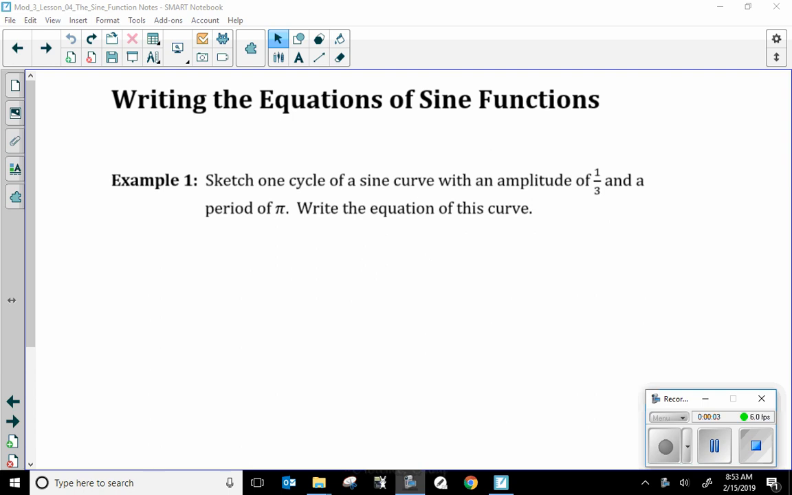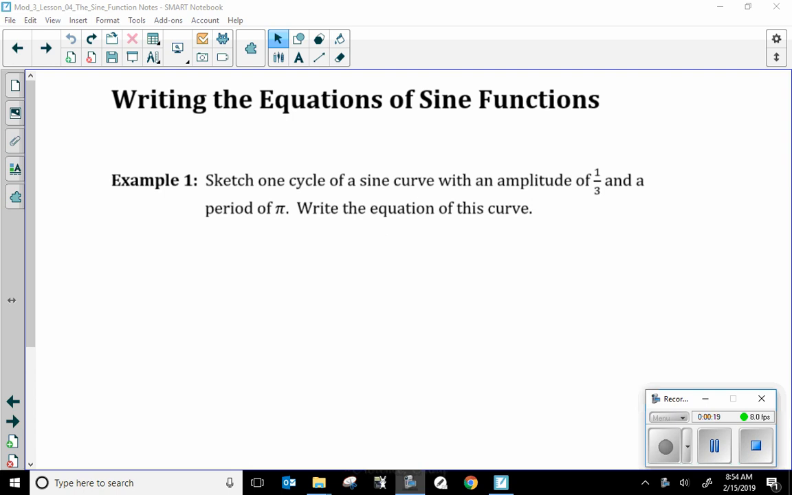All right, welcome to Unit 3, Lesson 4, Part 2. There are really only two questions, or two examples, that we need to do to finish off this lesson. So let's dive right into it. We left off at writing the equations of the sine function, okay?